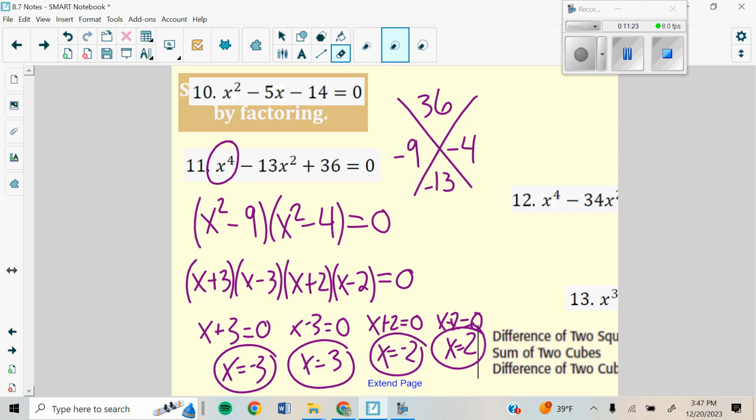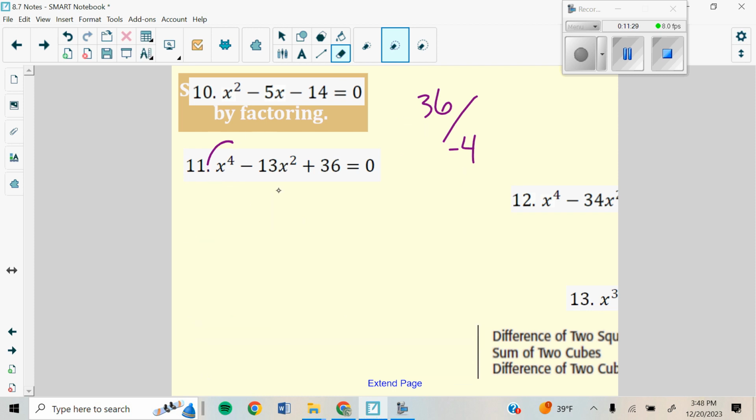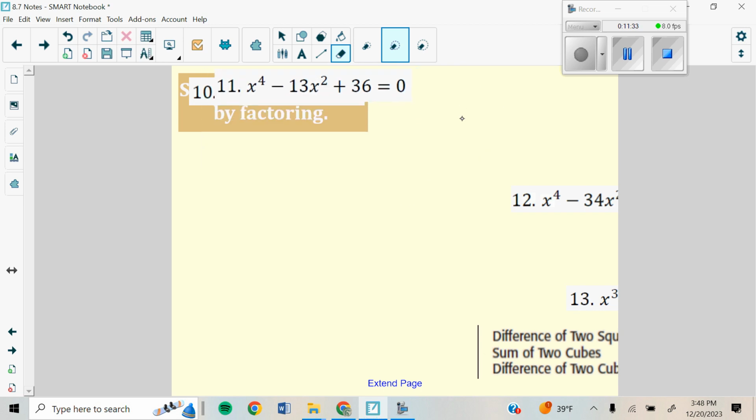Oh, my screen froze on me. I'm going to erase here and get this cleaned up so we can pull out problem 12.